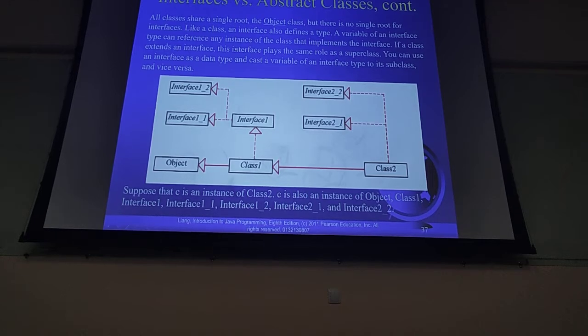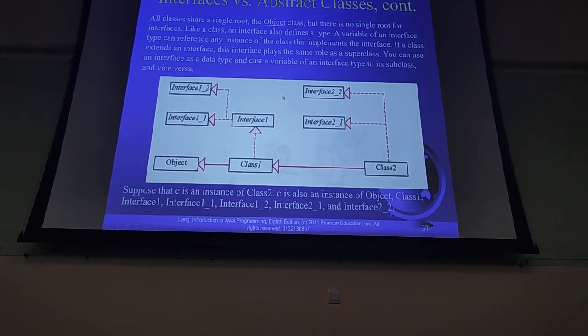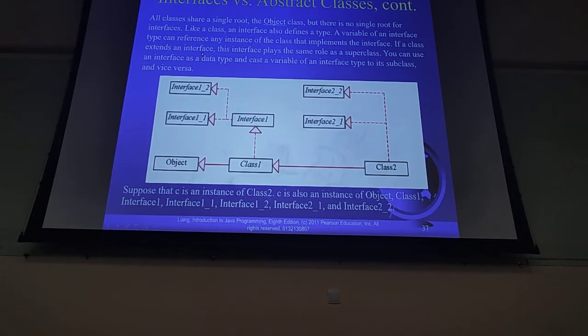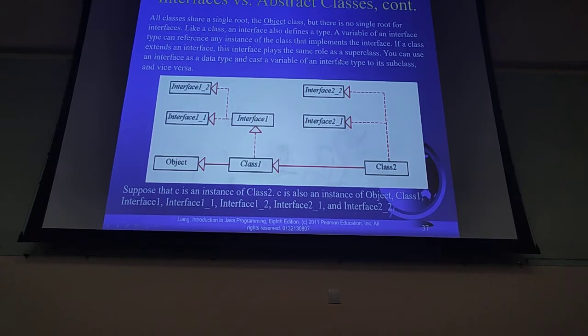The variable of the interface type can refer to an instance of the class that implements the interface. If the class extends the interface, this interface plays the same role as a superclass. You can use the interface as a data type and cast the variable of the interface type to its subclass and vice versa.